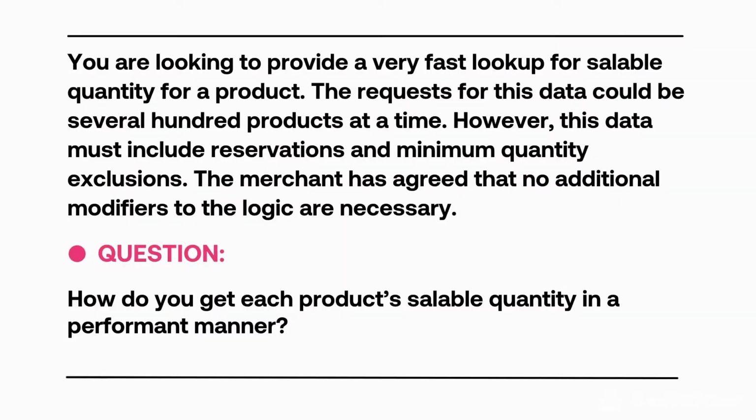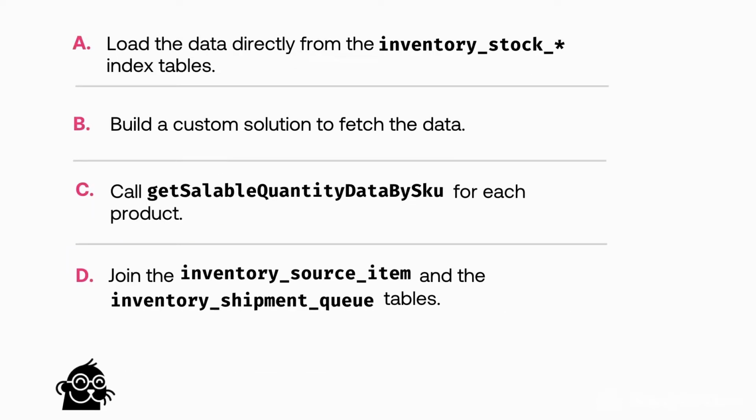Let's see what this says here. All right, so you are looking to provide a very fast lookup for a saleable quantity for a product. The request for this data could be several hundred products at a time. However, this data must include reservations and minimum quantity exclusions. The merchant has agreed that no additional modifiers to the logic are necessary. So, question, how do you get each product's saleable quantity in a performant manner? Take a look at the answers.